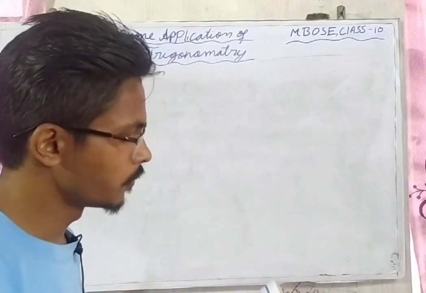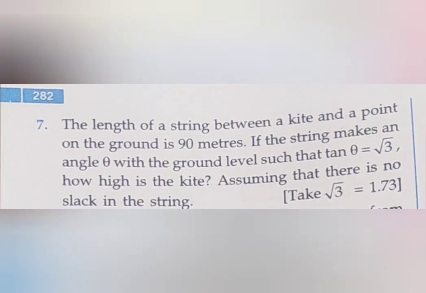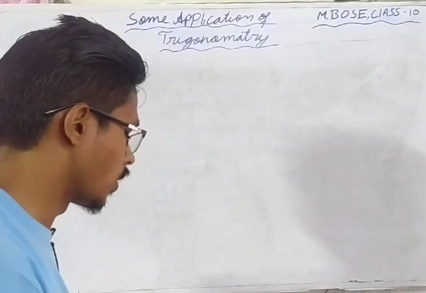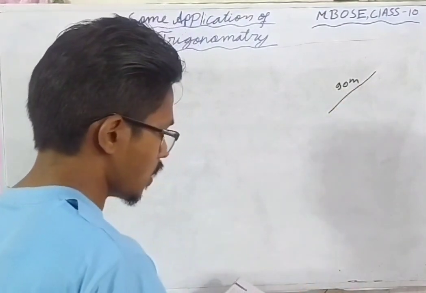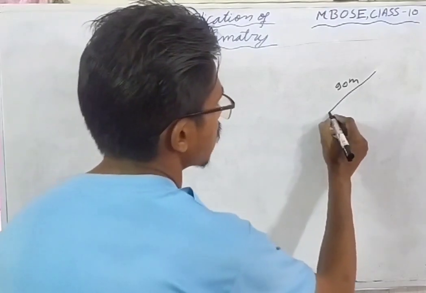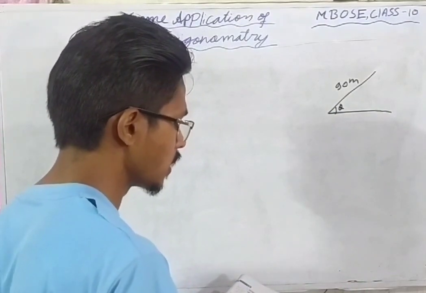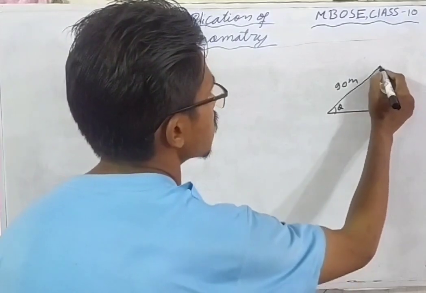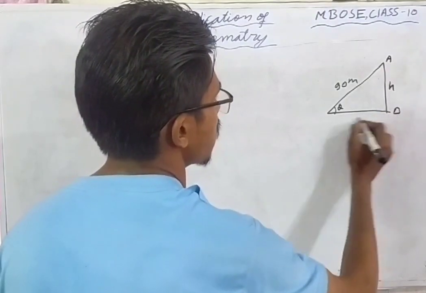This is question number 7. The question is given here: the length of a string between the kite and a point on the ground is 90 meter. If the string makes an angle theta with the ground level such that tan theta is equal to root 3, how high is the kite, assuming that there is no slack in the string? The length of the string between the kite and a point on the ground is 90 meter, means the length is given here. If the string makes an angle theta with the ground level such that tan theta is equal to root 3, how high is the kite? Means this is the height of the kite. This we have to find.